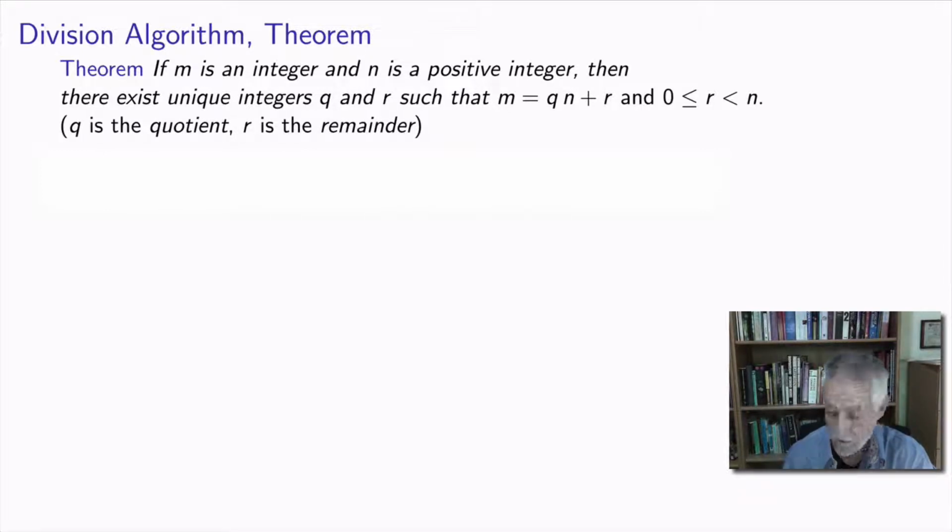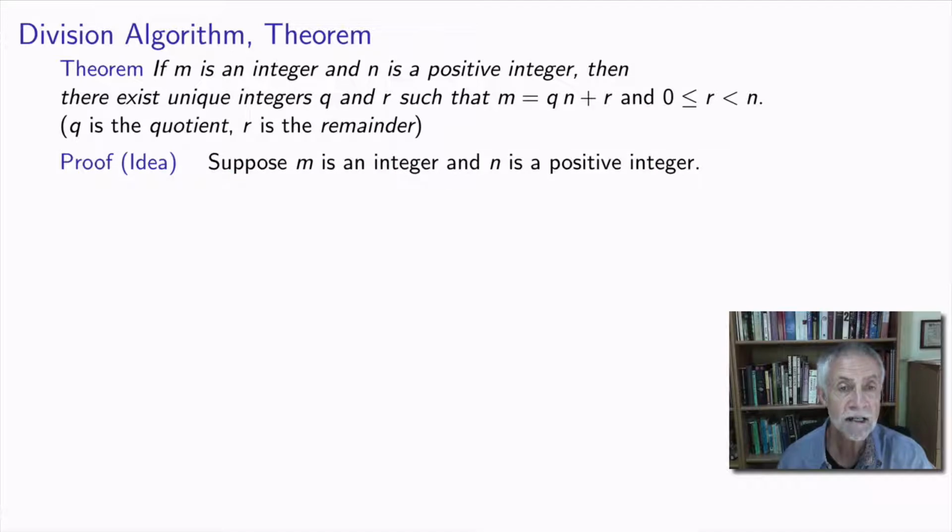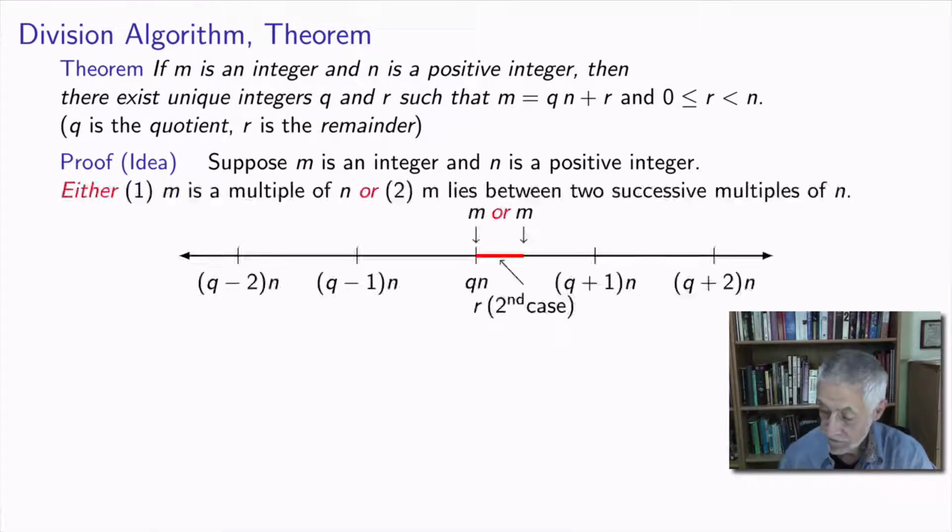Now, let's give the proof. The first thing when you write down a proof, good practice, is to write down what we know. In this case, m is an integer, and we're taking n to be a positive integer. I'll say a little bit more about why it's positive in a few minutes. So, there are two possibilities. Either m is a multiple of n, or m lies between two successive multiples of n.